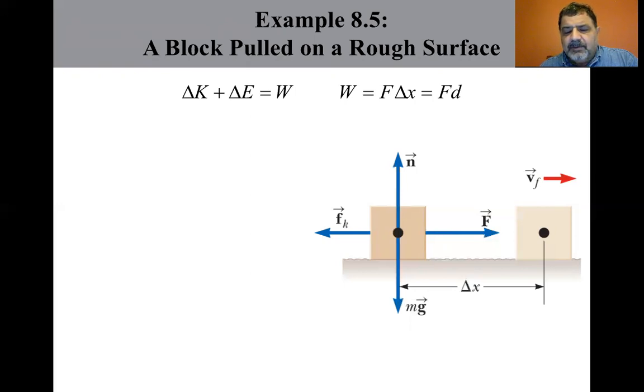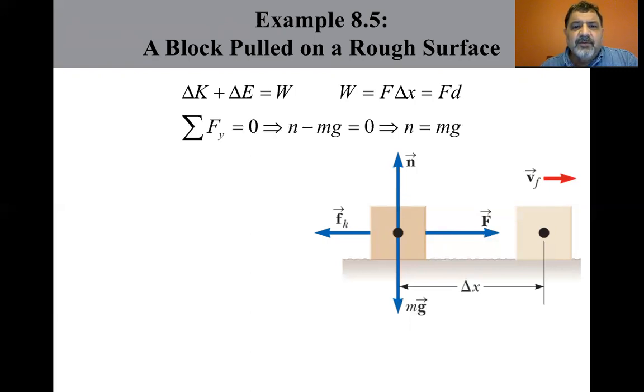We apply the particle in equilibrium model to the block in the vertical direction. In other words, since there is no movement, all the forces in the vertical direction equal 0. So the sum of F in y equals 0. That means that the normal force minus mg equals 0. So n equals mg, the mass times the gravitational acceleration.